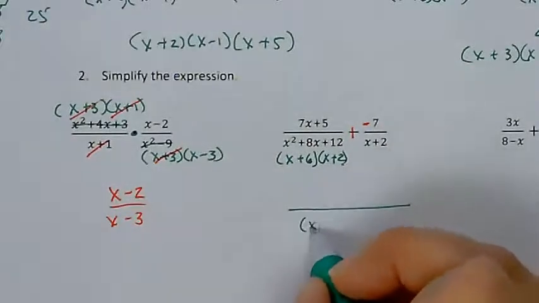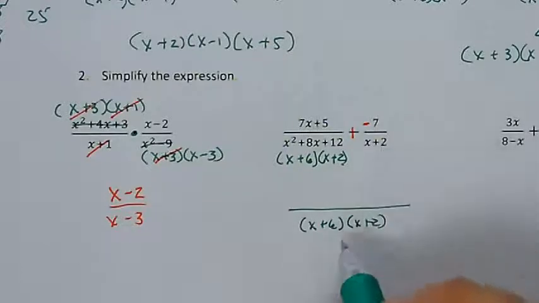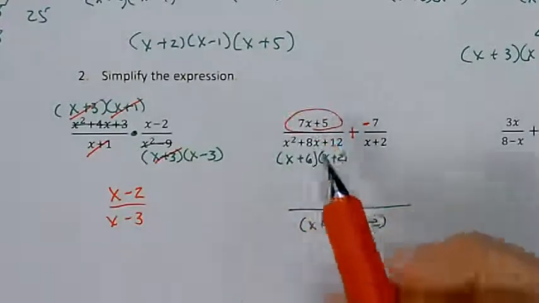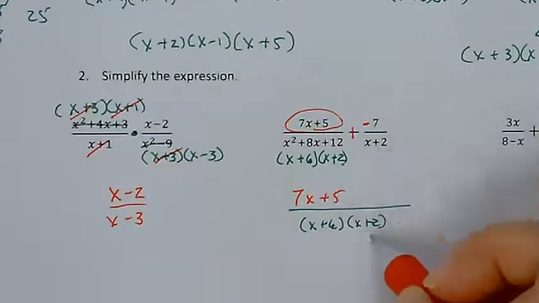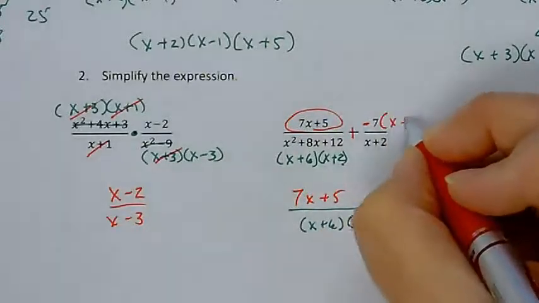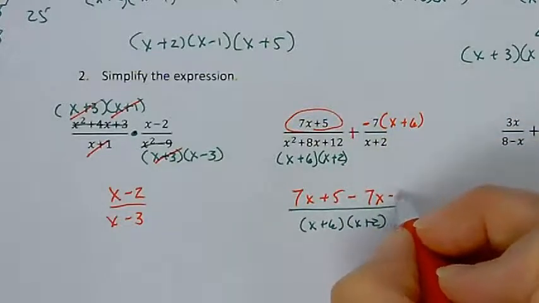So I need x plus 6 and x plus 2. Here I already have the x plus 2, so I don't have to add anything else. So I'm going to keep what's on the top. But here I was missing an x plus 6, so I have to multiply this times x plus 6. So it'd be minus 7x minus 42.